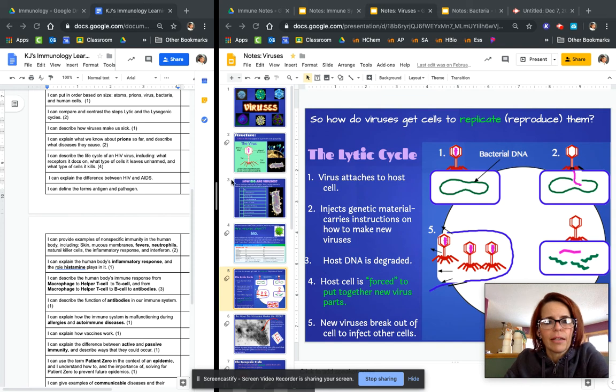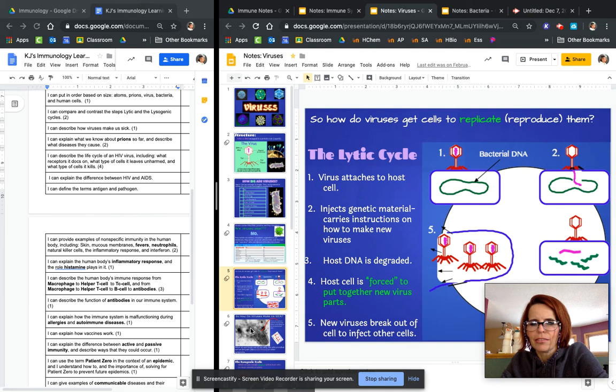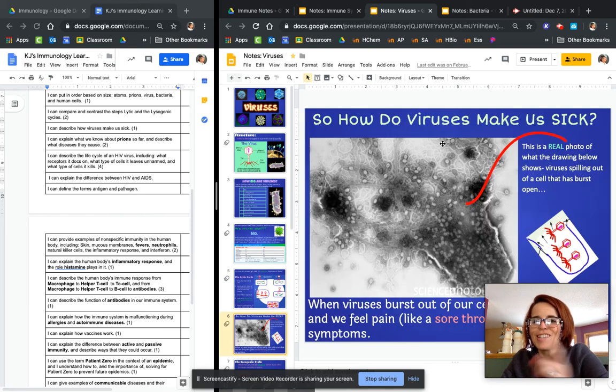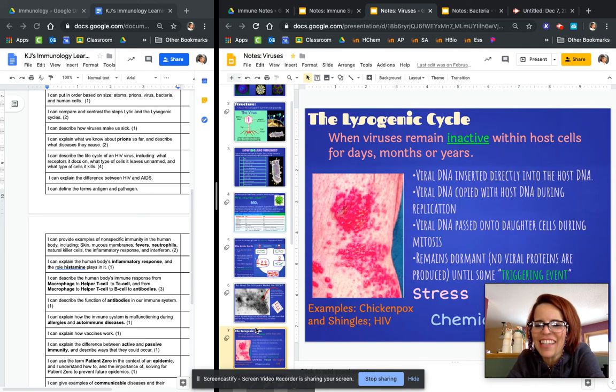And then the lysogenic cycle is basically the same idea, but it is a delay in the cycle. Oops, I'm trying to switch screens here. So here's a picture of how viruses make us sick when those viruses come spewing out of a cell. That's what that's a photo of. And then the question asked for the lysogenic cycle.